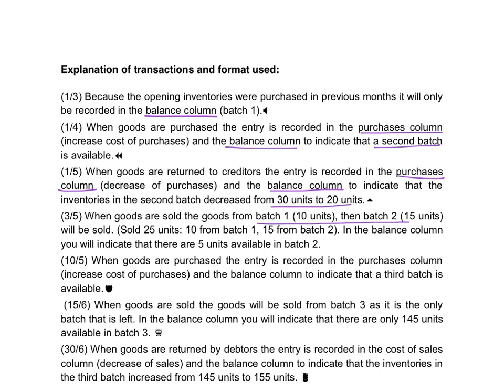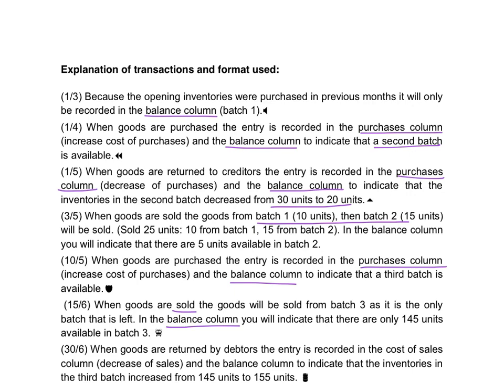Every time when goods are purchased, you will record it in the purchases column to increase cost of purchases, and in the balance column to indicate a next batch that's available. When goods are sold, the goods will be from the last batch, and because there was nothing left over from batch number 1 and 2, you will indicate in the balance column how many units are available.